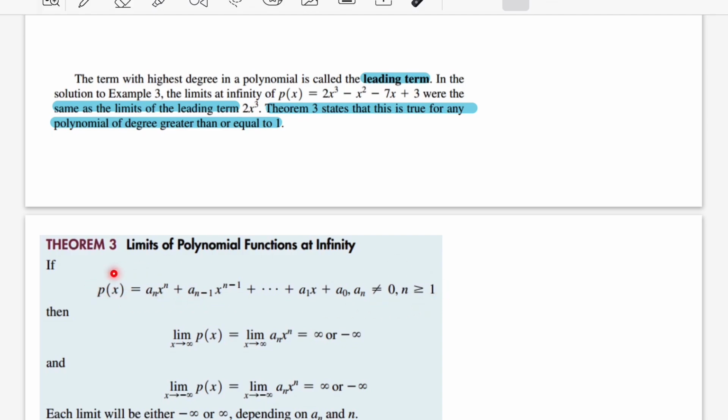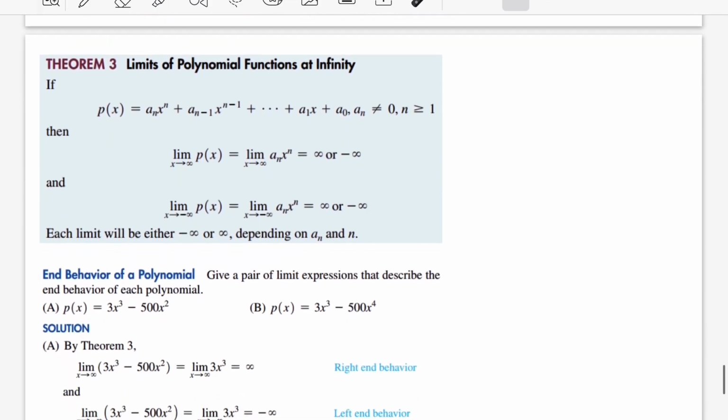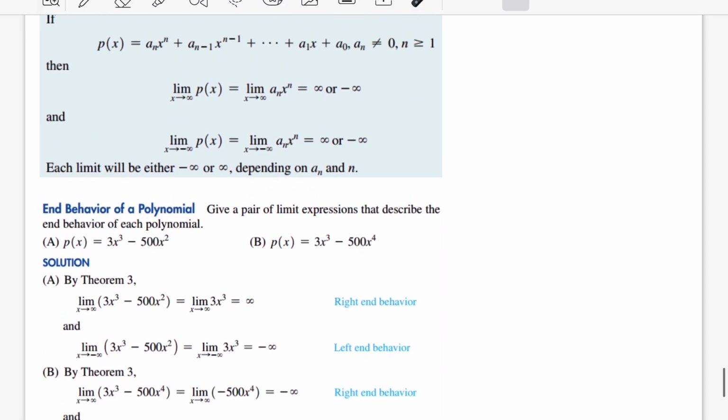If we were to have a polynomial of this form here, the limit of this polynomial as x goes to infinity is the same as the limit of the leading term of the polynomial as x goes to infinity, and that will equal infinity or negative infinity. And same if x were to approach negative infinity. And the signs of our limits are going to be dependent on our a of n and our power. So we're going to look at this example from the book, the end behavior of a polynomial.